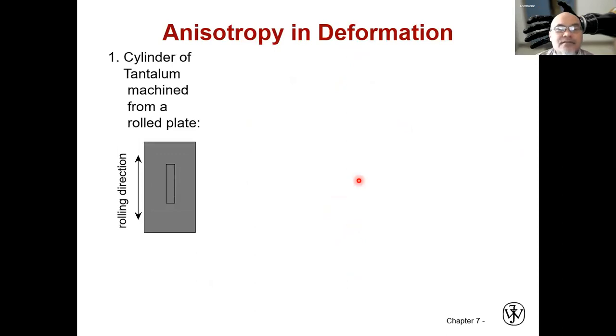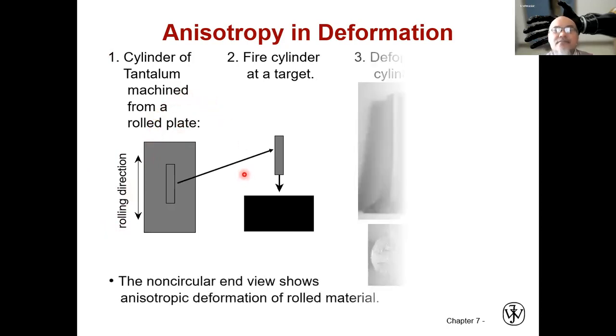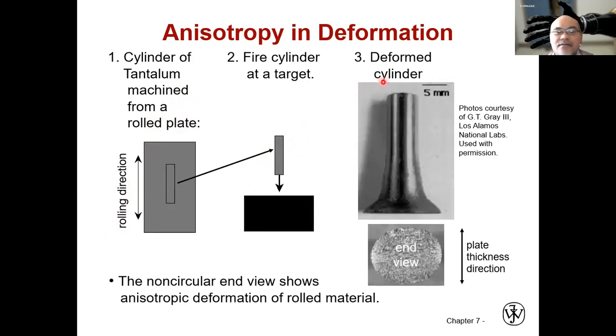An example here is given when a cylinder of tantalum is machined from a rolled plate. This is the rolling direction. Then fire the cylinder at the target, for example, like this. Then you will have a deformed cylinder. This is seen from the end view of the cylinder, the non-circular end view. Here you see that it is not circular but a little bit elliptical. This shows the anisotropic deformation of the rolled material.